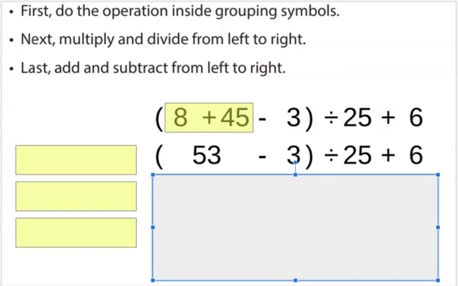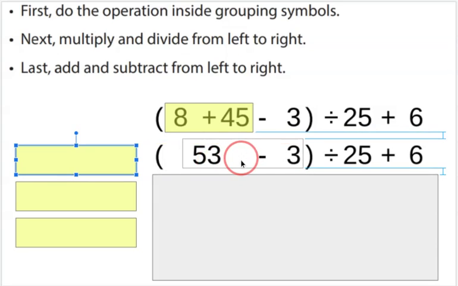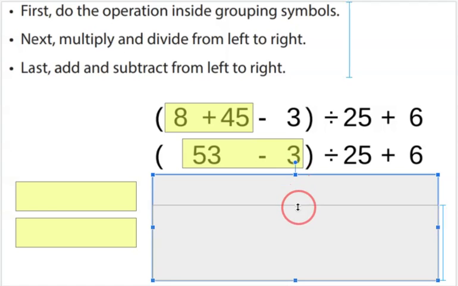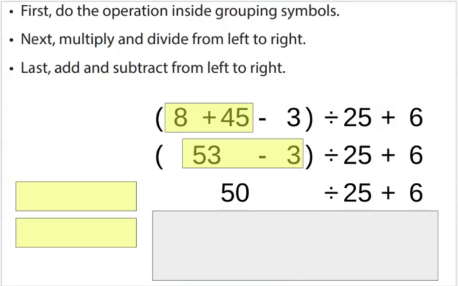All right, so you can see that 8 plus 45 is 53. 53 minus 3 is still inside the parentheses. And notice I brought down everything else. Well, I still have to do my grouping symbols. So my next step is this piece right here, because grouping symbols come first. So you should have done 53 minus 3 and gotten 50, bringing down everything else that we haven't done.